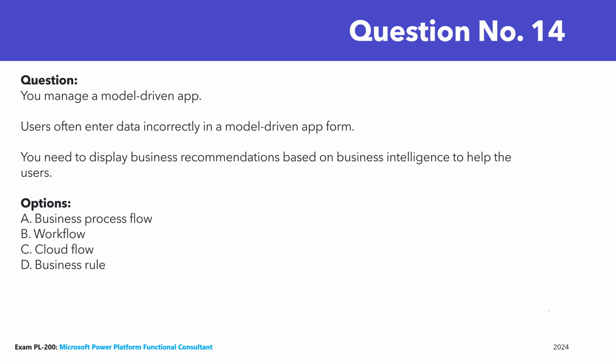Question: you manage a model-driven app. Users often enter data incorrectly in a model-driven app form. You need to display business recommendations based on business intelligence to help the users. Options: A. Business process flow, B. Workflow, C. Cloud flow, D. Business rule.